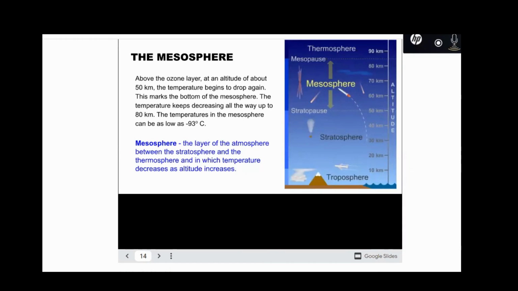The mesosphere. So this is our next layer up. This is between the stratosphere and the thermosphere, and temperature is going to start going down again as we move further out. Up here in the mesosphere, you can get temperatures as low as negative 93 degrees Celsius. If you convert that and do the math, that's negative 135 degrees Fahrenheit.